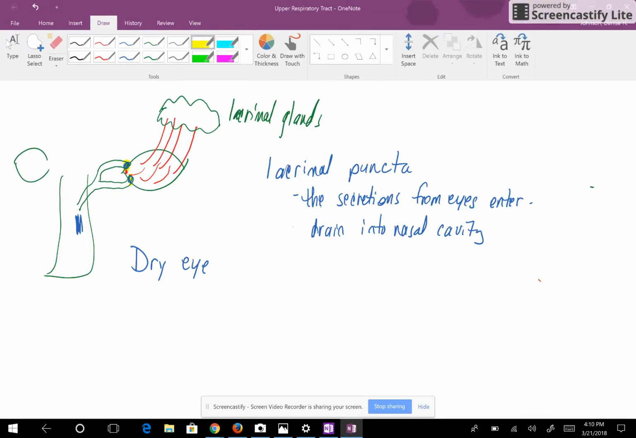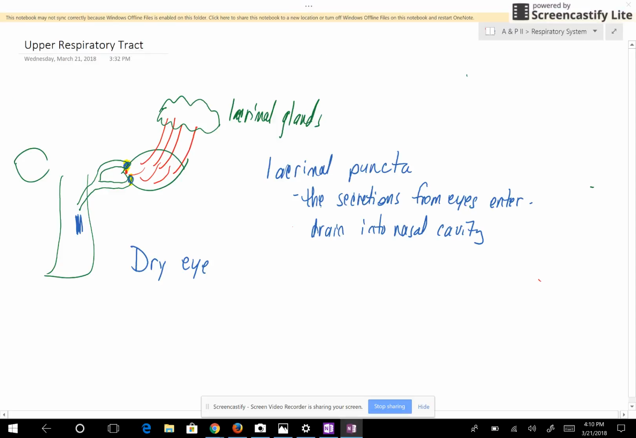Okay, another possibility I want to talk about is that when people have allergies, sometimes things get inflamed, and that's going to make these holes a little bit smaller because of inflammation, which makes the tears not able to drain into the lacrimal puncta, so your eyes stay watery, and maybe you even have drops of lacrimal fluid coming over your cheeks. And that is why allergies can give you watery eyes. Okay, that's all of the upper respiratory tract.